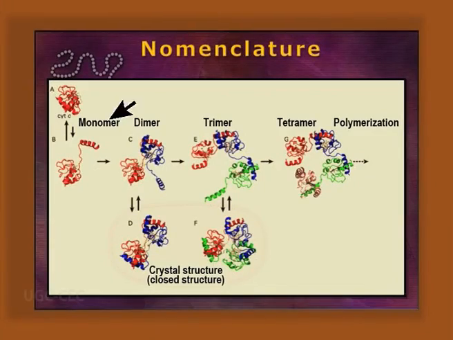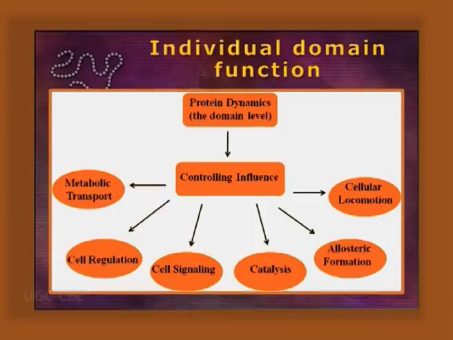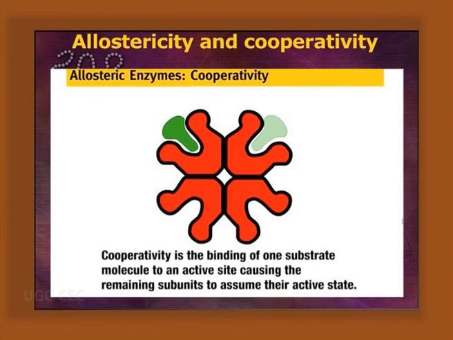Now when we are talking about their nomenclature: a single subunit is a monomer, a double subunit is a dimer, found in insulin. A twofold axis of symmetry is found in a dimer. A trimer is found in collagen, as well as a tetramer in hemoglobin. We can also find a polymer or multimer of the subunits. Now, individual domain function. Individually they have different types of function, like metabolic transport, cell regulation, cell signaling, catalysis, cellular locomotion as well as allostericity. And here cooperativity is well described.